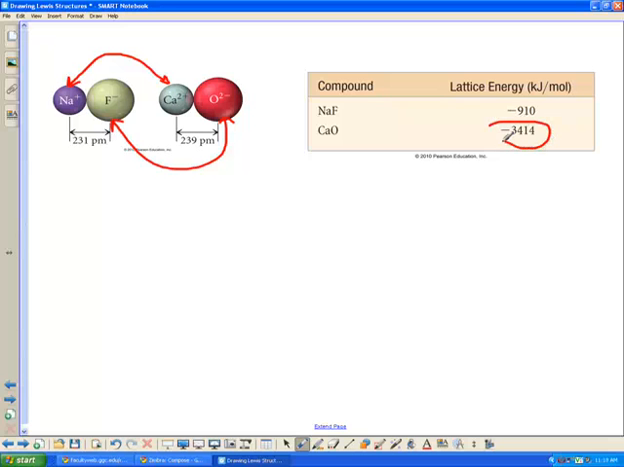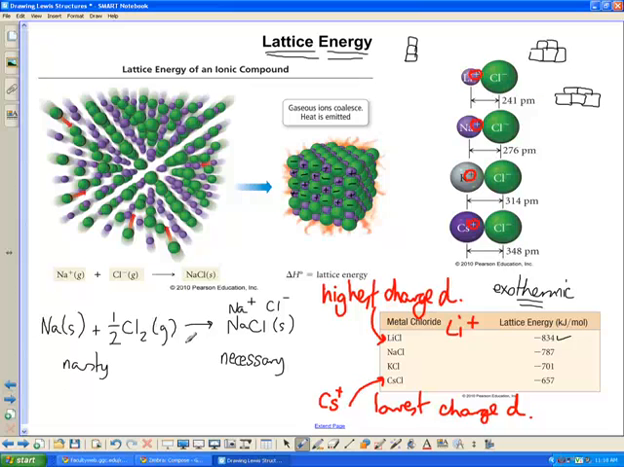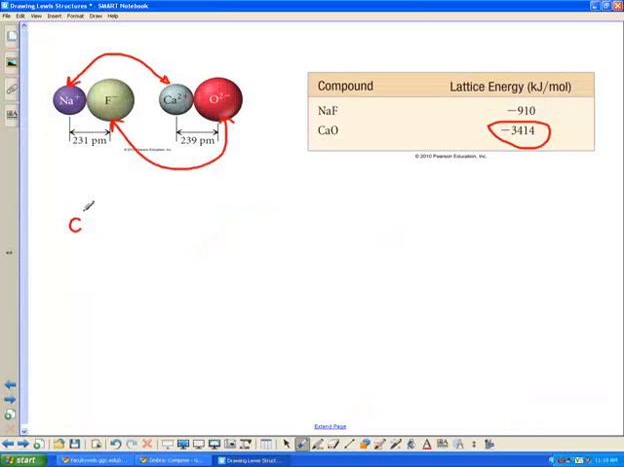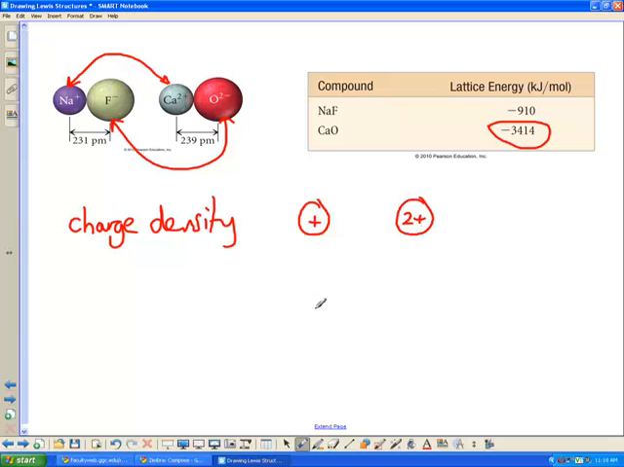Why is it that I get so much more energy out when I form calcium oxide than I do when I form sodium fluoride? Well, it comes back to the issue of charge density again. So let's just write this out. Charge density. If I have a ball, let's say that size, with a charge of +1, and I have a ball about the same size with a charge of 2+, per unit volume I have twice the charge here than I do here. That means twice the attraction for whatever this is attracted to. Therefore, better contact. And it's exactly the same for the anions as well.